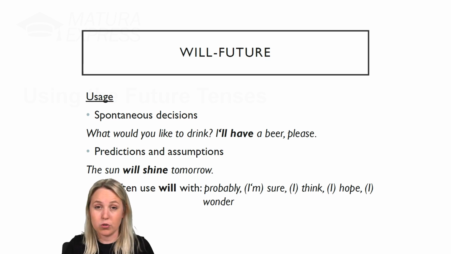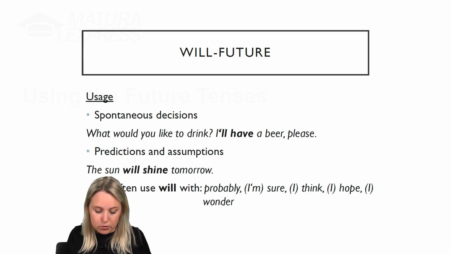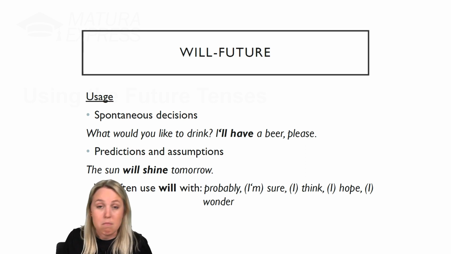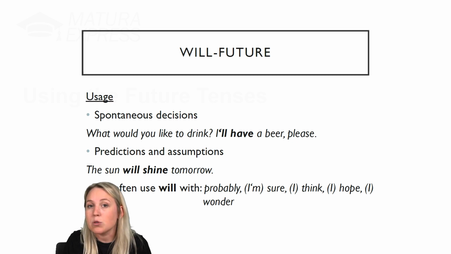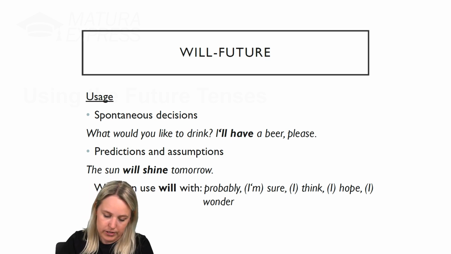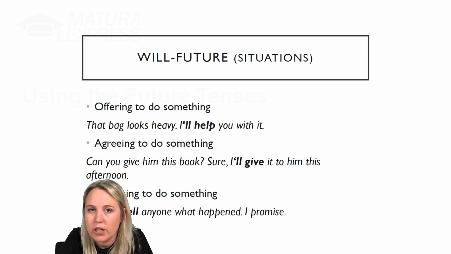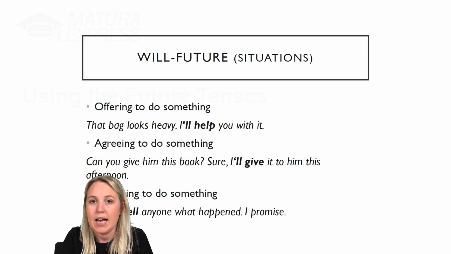Therefore, because we also use it with predictions and assumptions, we use the will often with words like probably, maybe, I'm sure, or I think it will rain, or I hope it won't rain. I wonder. Yeah, that's why. Good.